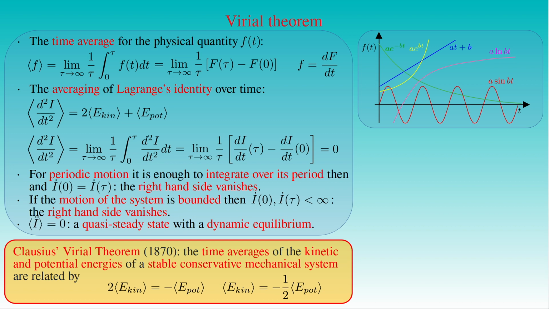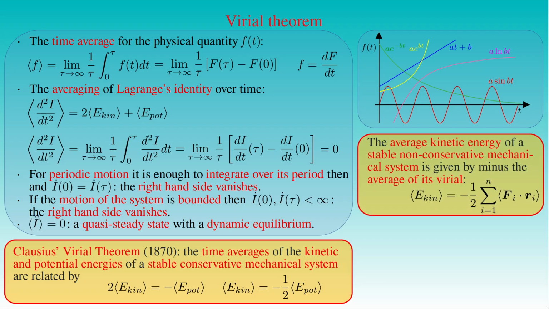For stable non-conservative mechanical systems where no potential energy can be defined, the Virial Theorem still holds, stating that the averaged kinetic energy of the system over time is given by minus the average of the virial of the system over time. Or as Clausius stated, the mean vis viva of the system is equal to its virial. This form is very important in the kinetic theory of gases, where the gas is not considered as a continuous medium but a many-particle system formed by the atoms or molecules of the gas.